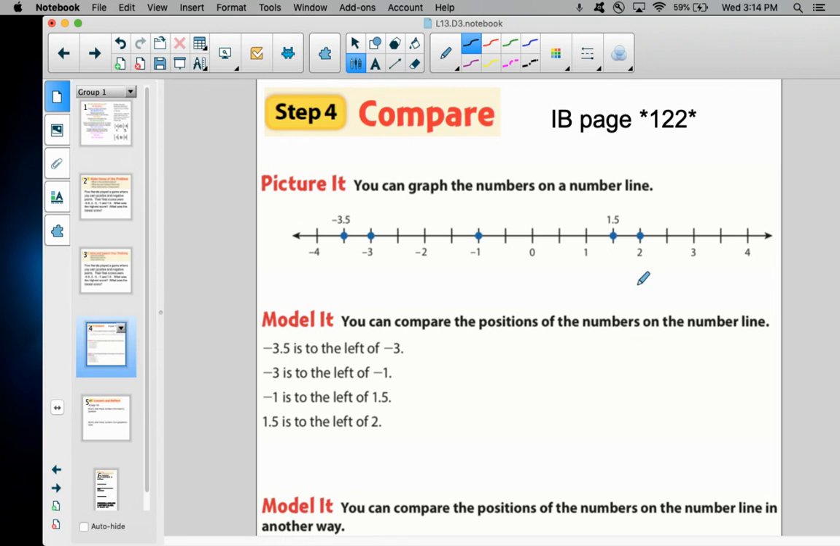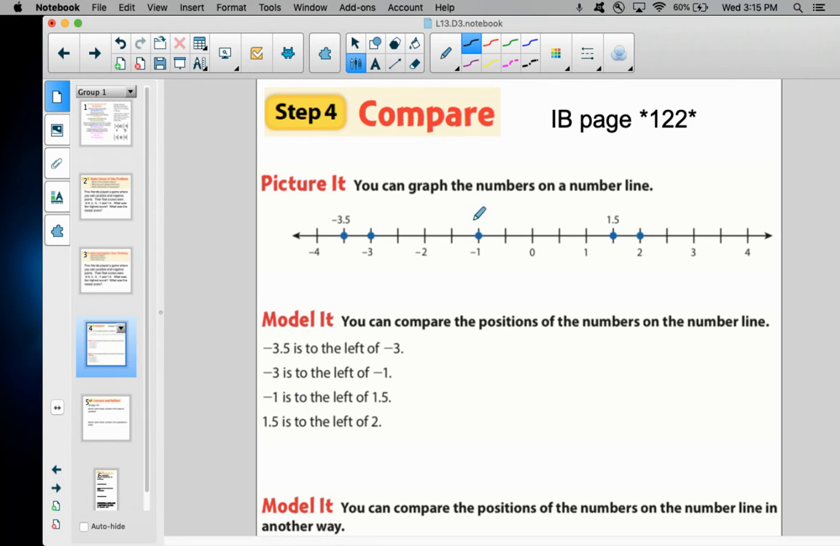Another model that the Ready program talks about is comparing the positions on the number line, and what's to the left or right of what. So -3.5 is to the left of -3, so you can see those two being compared. And then you can see -3 is to the left of -1, so these two numbers are being compared. And it's always in reference to which one is farthest to the left. That's to try to find the smallest.